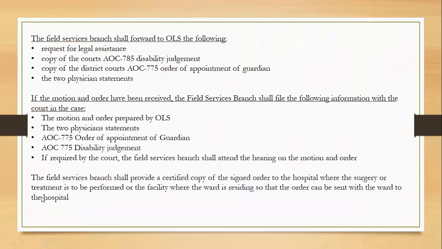The field services branch shall forward to OLS the following: request for legal assistance, copy of the court's disability judgment, copy of the district court's order of appointment of guardian, and the two physician statements. If the motion and order have been received, the field services branch shall file the following information with the court in the case: the motion and order prepared by OLS, the two physician statements, the order of appointment of guardian, the disability judgment, and if required by the court, the Field Services Branch shall attend the hearing on the motion and order.